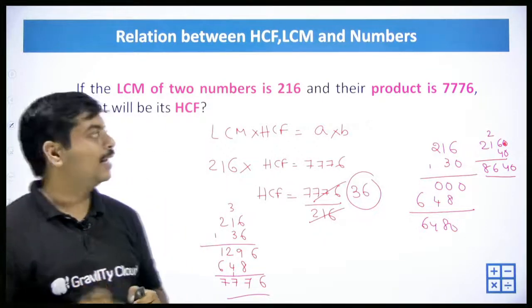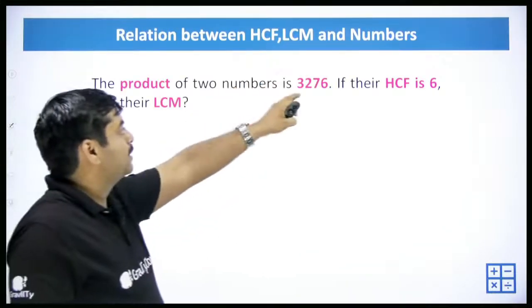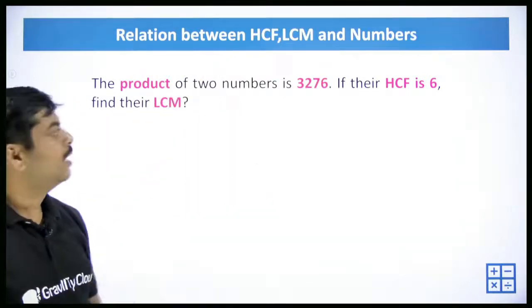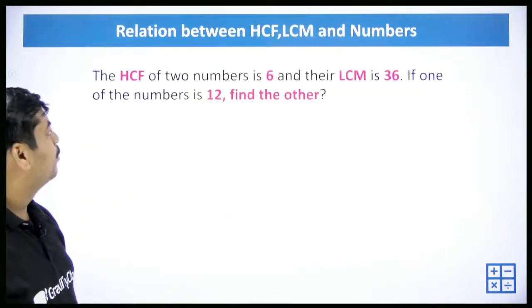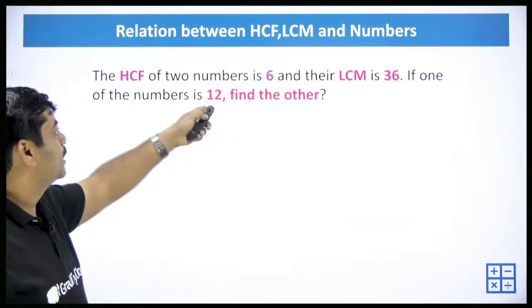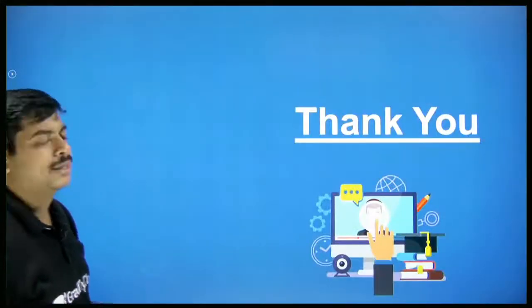Right, so we have one more question that you can try. The product is given as 3276, HCF is 6, find LCM. Straightforward question. We have a couple more questions. HCF is 6, LCM is 36, one number is 12, find the other. All these are different applications of the same concept, right?